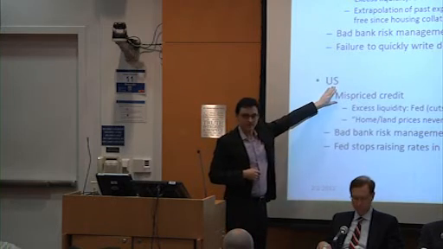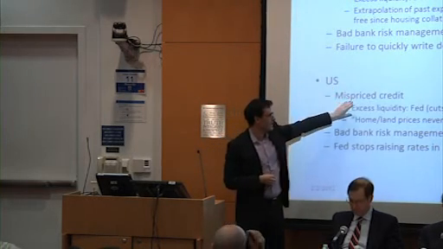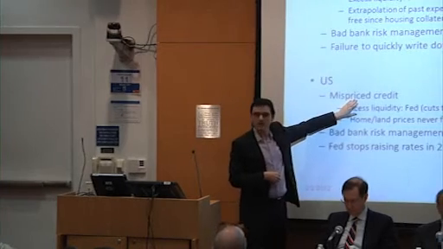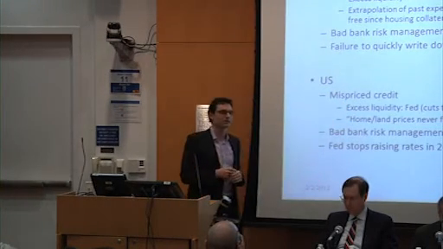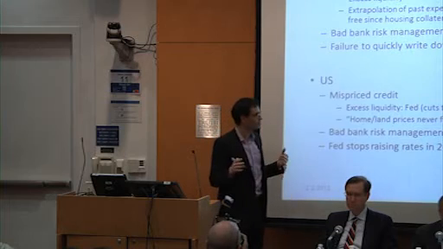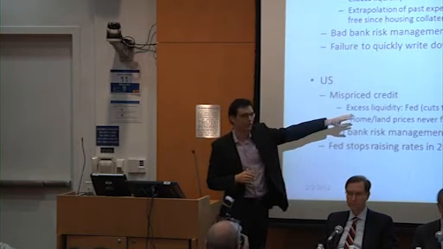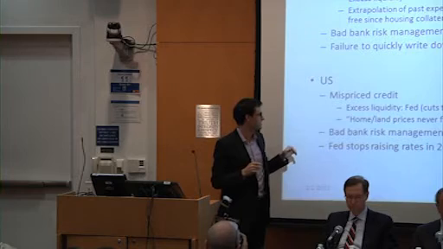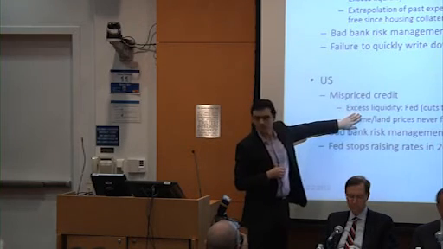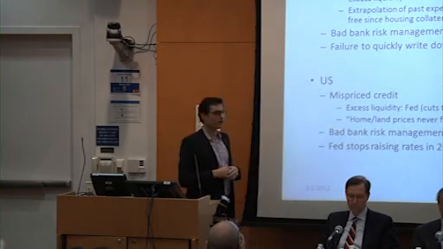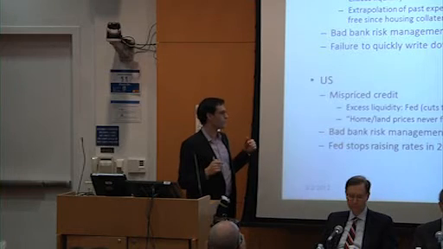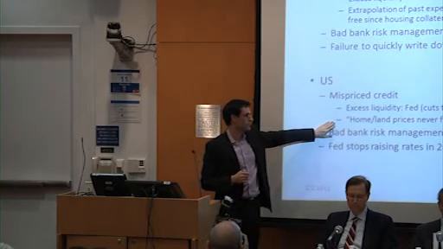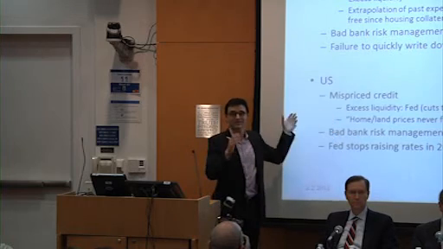In the US, same thing, we had mispriced credit. I would guess again it was due to the same things, excess liquidity, in part due to the Fed cutting rates in 2003 to very low levels and holding them there for a long time. Also the shadow banking system providing excess liquidity to the system. And then we had the same problem with real estate, that people thought home and land prices never fell and were therefore good collateral. Again, bad risk management at the banks, a false belief that somebody inside the banks was doing their job.